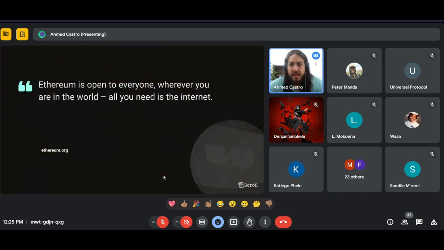So what is it? I would like to start by bringing you this sentence that I took from the Ethereum website, ethereum.org. This is on the landing page. You will see this, which reads, Ethereum is open to everyone, wherever you are in the world. All you need is the internet. This is the Ethereum mission. It's something very core, very fundamental for Ethereum, being available for everyone, not just for a few. We wanted decentralization to reach everyone.